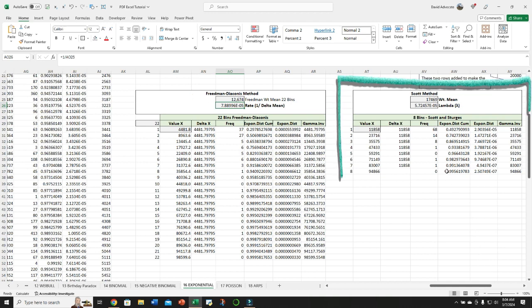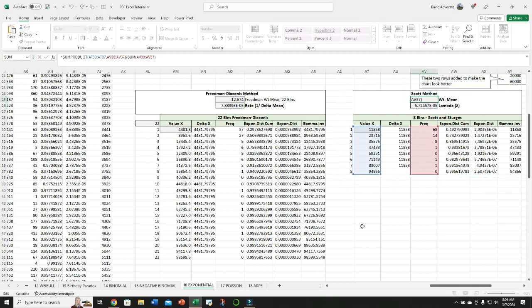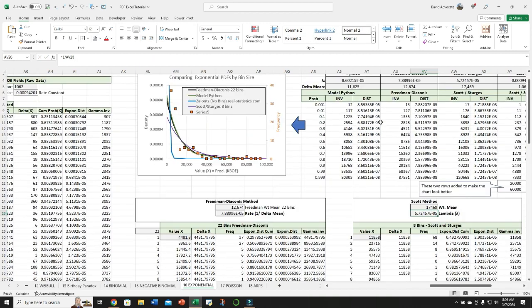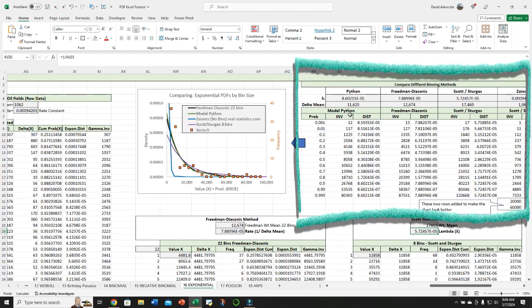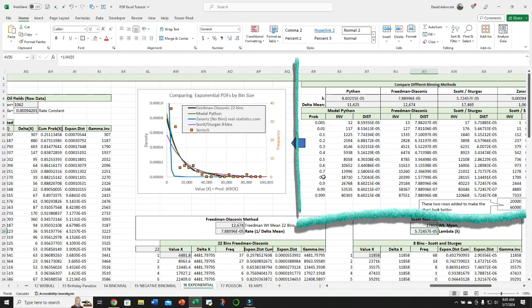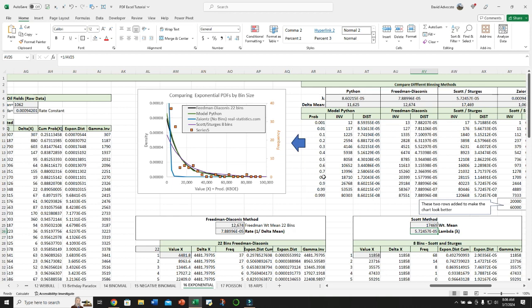And then I've done the same thing here with the Scott method, again using that sum product technique, and calculated the lambda, or rate constant. And I've just used them up here in this table for charting. Again, it's my opinion that the Friedman-Diaconis method gives a better answer. That is, it has more bins and it looks more like the Python and fits the data better. So when fitting an exponential curve and you have an extensive data set, I strongly suggest that you bin your data to get a better fit of the data.